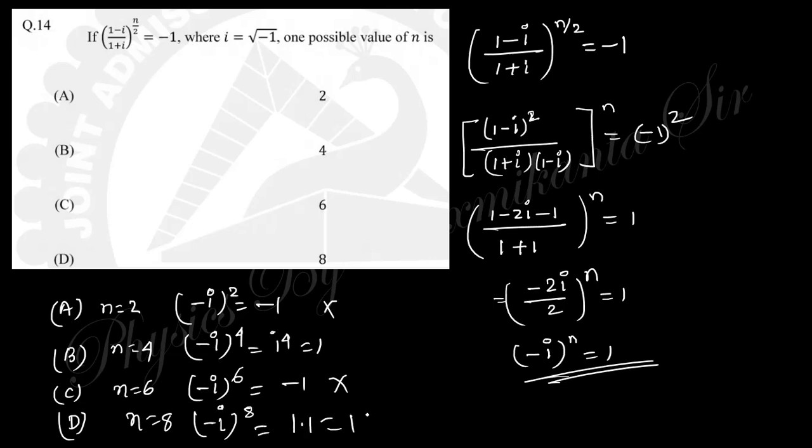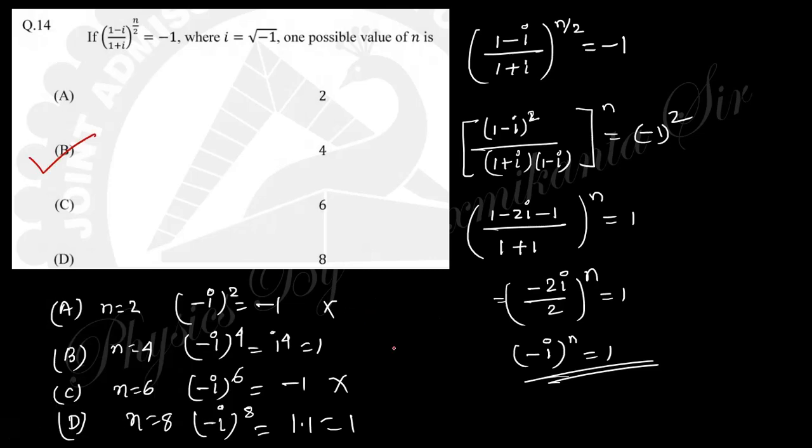So option B and D both are valid here. But there is a problem. What? Because we took the square here, if you put n equals 8, then this gives you 4, which is not minus 1, right? But if you put n equals 4, this gives you minus 1. So option B is the correct answer. Clear?